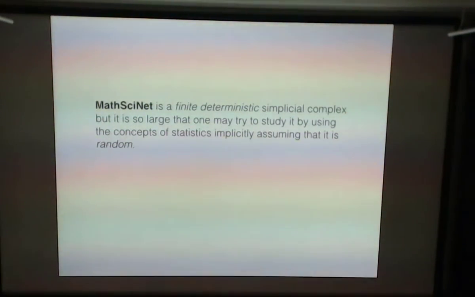We can apply to it statistical properties. We can ask what the probabilities are. How many authors in general have a paper? What is the degree of an author? How many joint papers he may have with other people, and so on. So we can apply statistical methods. So some results from this talk could in principle be used for understanding the MathSciNet.